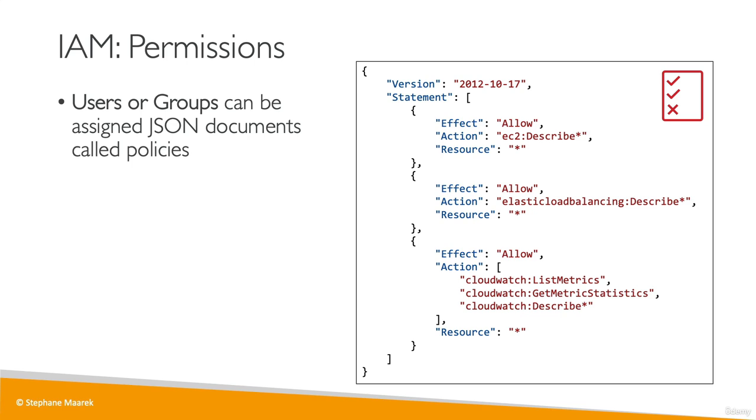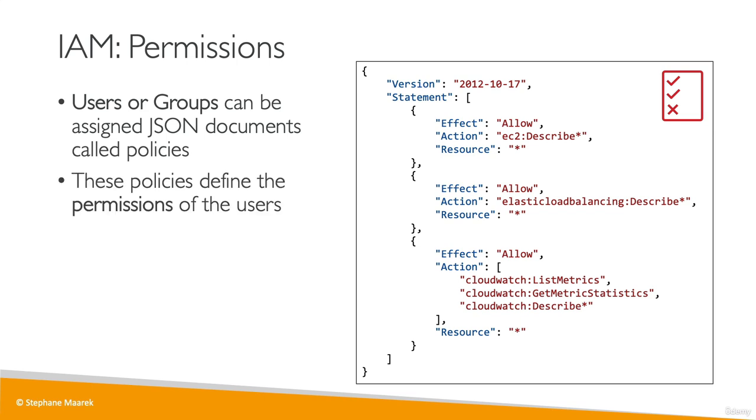So you don't have to be a programmer. This is not programming. This is just describing, in plain English, what a user is allowed to do, or what a group and all the users within that group are allowed to do. So in this example, we can see that we allow people to use the EC2 service and do describe on it, to use the Elastic Load Balancing service and do describe on it, and to use CloudWatch. Now we'll see what EC2, Elastic Load Balancing, and CloudWatch mean, but through this JSON document, we are allowing our users to use some services in AWS. So these policies will help us define permissions of our users.